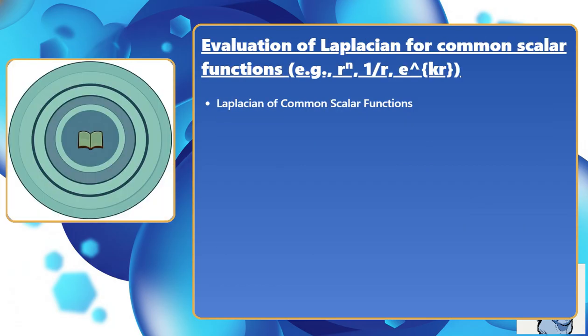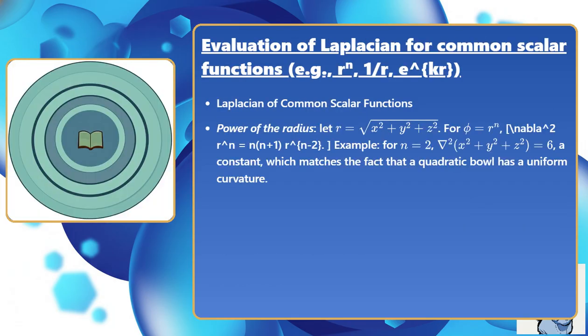Laplacian of common scalar functions. Power of the radius. Let r equal square root of x squared plus y squared plus z squared. For phi equals r to the n, nabla squared r to the n equals n times n plus 1 times r to the n minus 2. Example, for n equals 2, nabla squared of x squared plus y squared plus z squared equals 6, a constant, which matches the fact that a quadratic bowl has a uniform curvature.